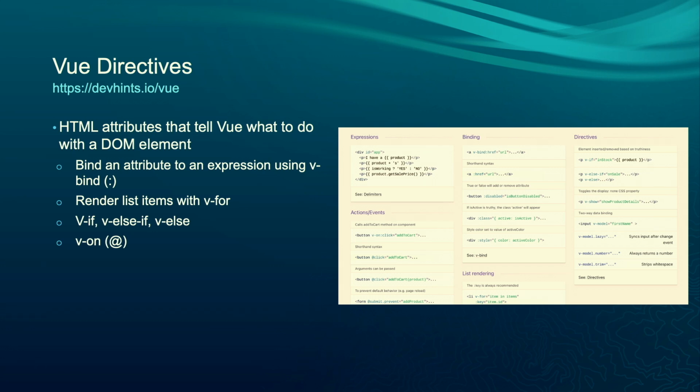You can render list items with v-for. So this is really nice. Let's say you want to make a template inside of it with a bunch of items. You can just use v-for, and it's going to loop through whatever array you gave it and build out that list for you. You can also have v-if, v-else. So maybe you can say, if this web map has bookmarks, render this bookmarks component, right? So it'll conditionally draw this stuff. And then v-on, which can be shortcutted with the @ sign, is how you can handle events.